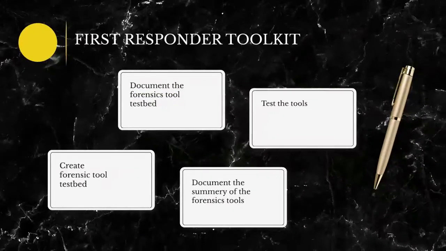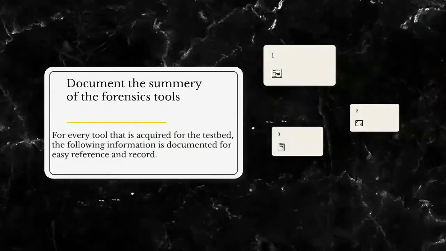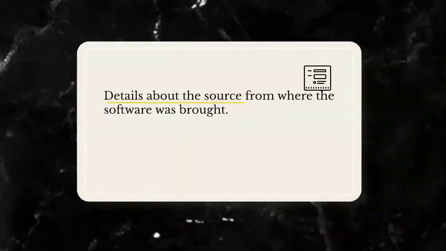Third step is document the summary of the forensic tools. For every tool that is acquired for the testbed, the following information is documented for easy reference and record. Details about the source from where the software was bought. In case it's freeware, mention the site or source from where the tool was downloaded.